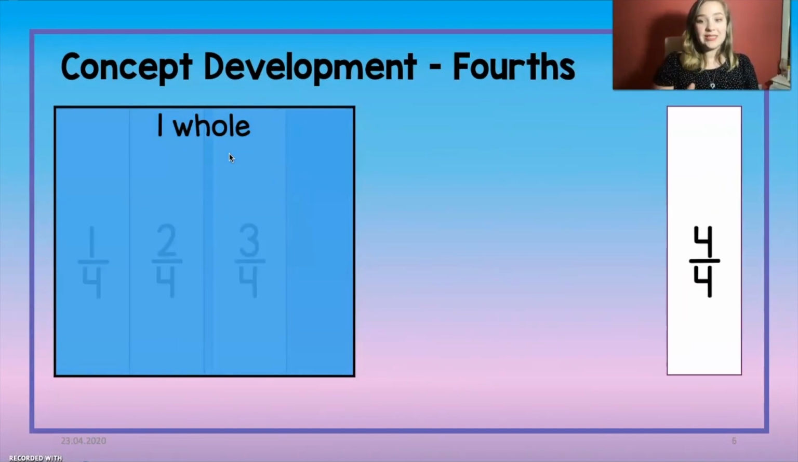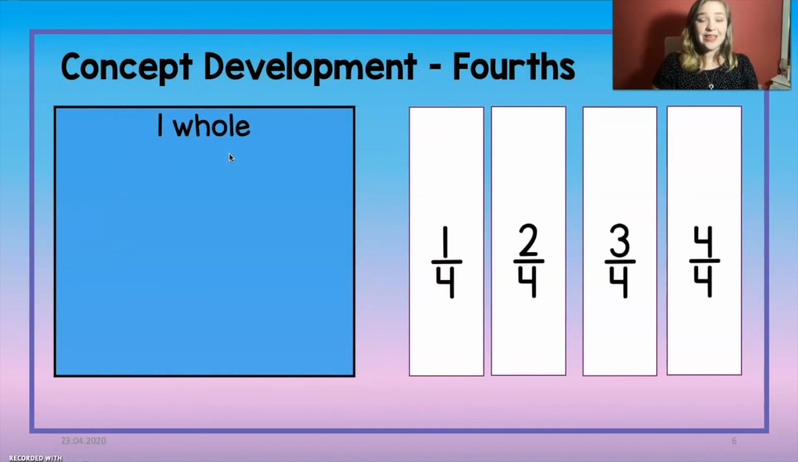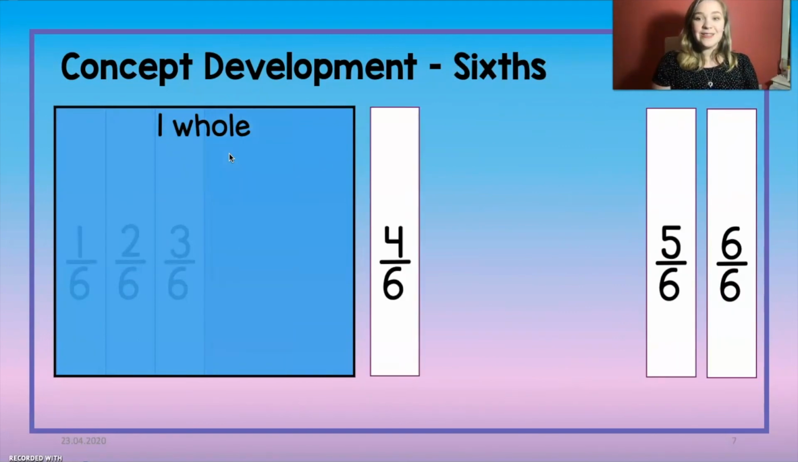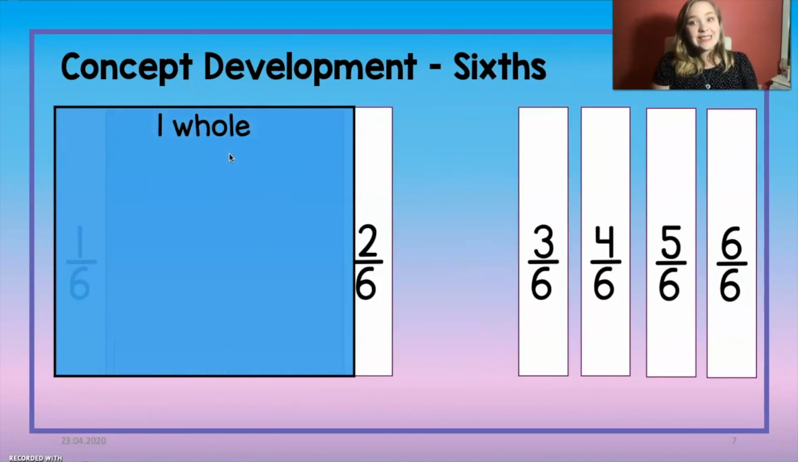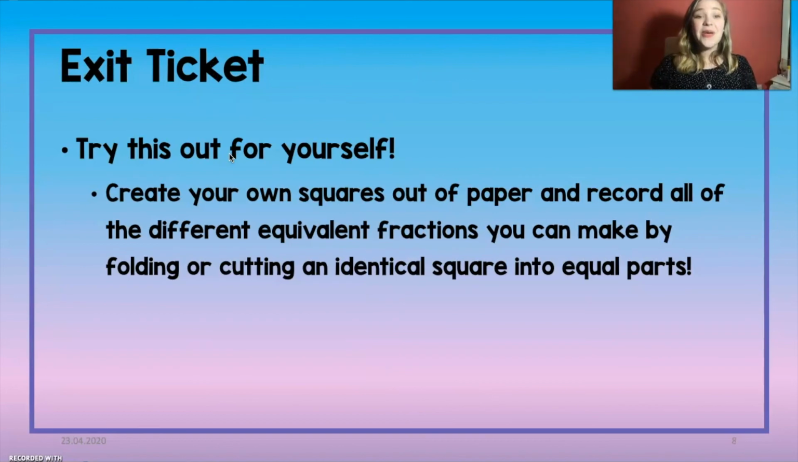Again, with fourths this time. 1/4, 2/4, 3/4, and 4/4. When you're splitting 1 whole into 4 equal parts, then 4/4 is equal to 1 whole. All right, and one more time, this time with 6ths. So this time we have 6 equal parts to make up 1 whole, just like our hotel example. All right? So that is the end of this lesson.